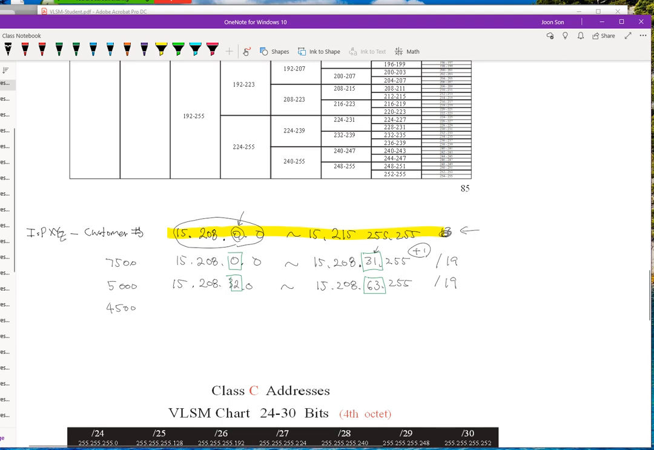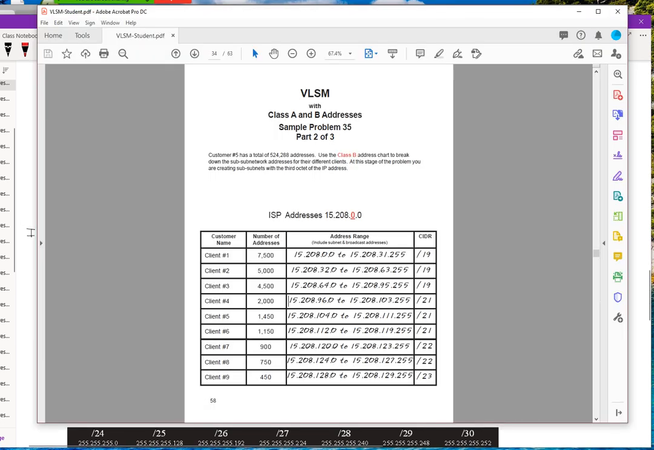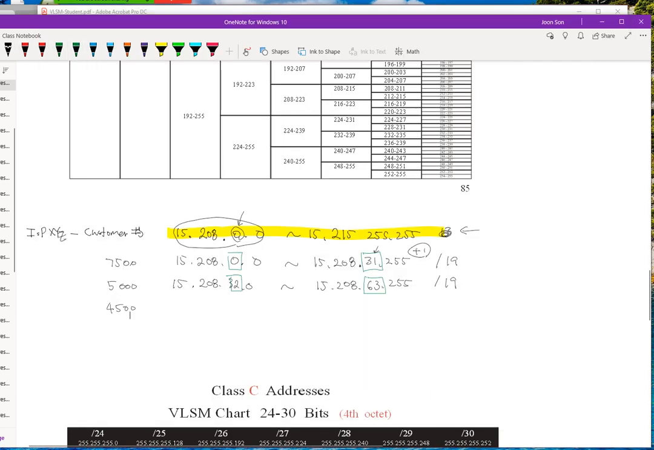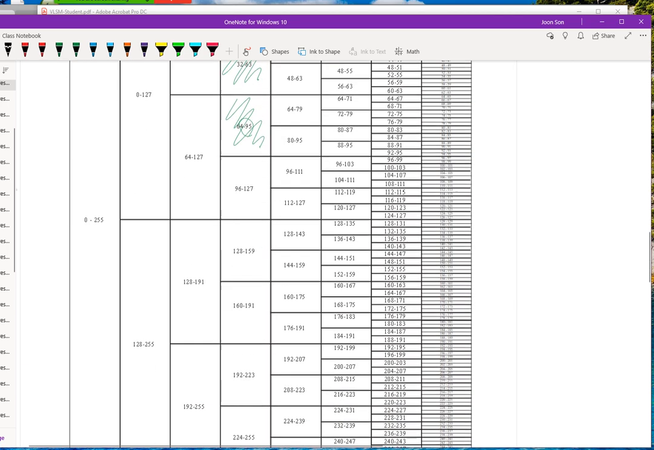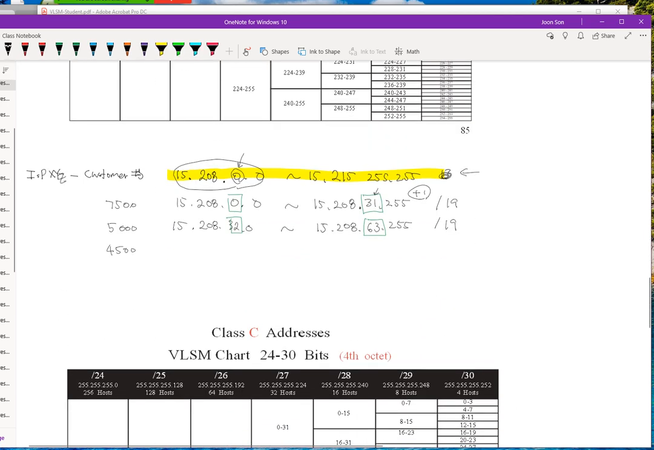Next one is 40,000, and then still, I need to have the same block size, right? So with the 45, I still need the same block size, because slash 20 can only hold up to around 4,000. So 95, right? It's 95. 64.095, right? 95.255, and the same block size, right?